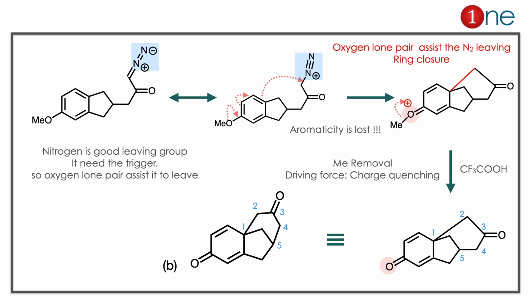Here you have to learn two important things. Whenever you have nitrogen N2, you have to think of it as a leaving group. So you have to somehow trigger the leaving. The second thing is charge quenching. Somehow you have to quench the charges. Always a neutral or less charged species is stable. Here neutralization occurs due to the methyl elimination.